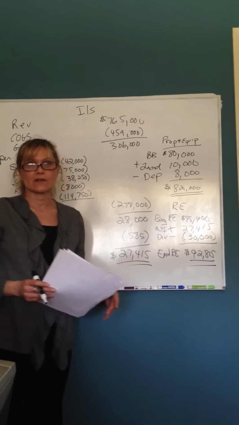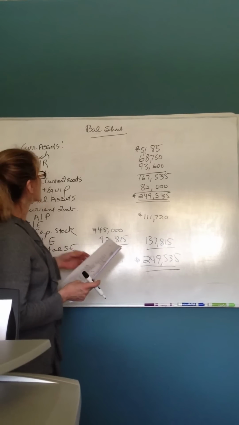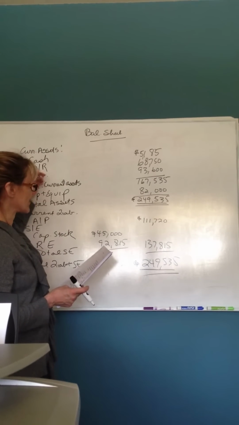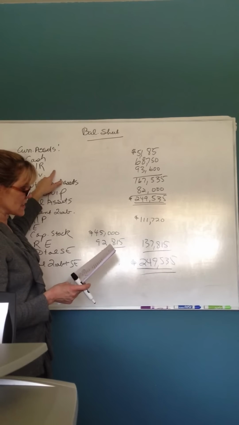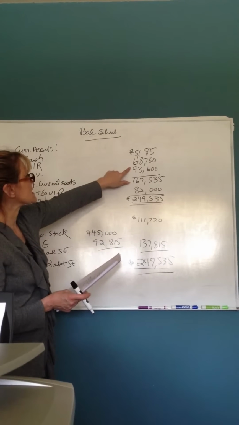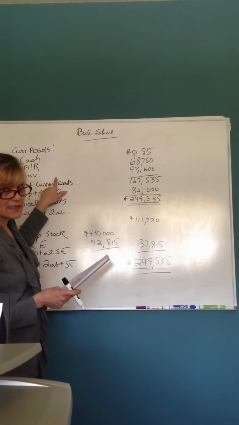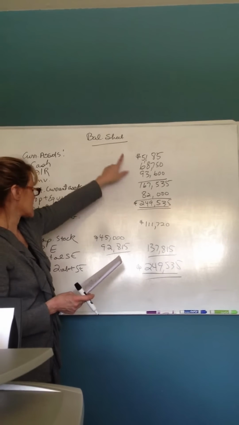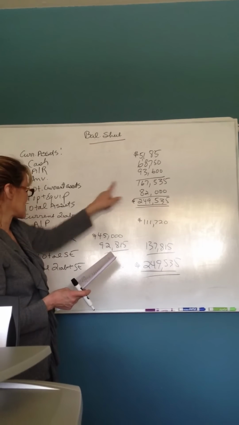So let's move on to the balance sheet. Okay, so current assets. We just determined our cash, right? When we were determining our cash, our ending cash balance was $5,185. Accounts receivable come from part 1, $68,750. Our inventory, this is our desired ending inventory, comes from part 2, $93,600. We would add those together. $167,535 is our current assets.